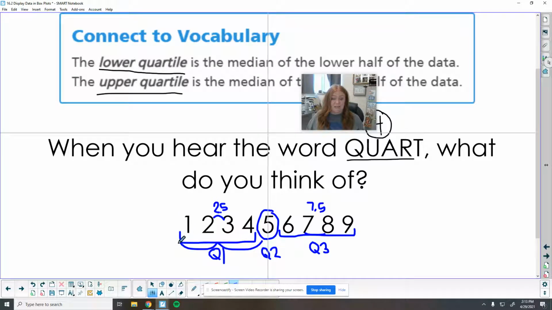So right here's the beginning. So here's 1 section, 2 sections, 3 sections, 4 sections. They all have 25% of the numbers inside of their section. So that's what we're trying to do, is break these up.